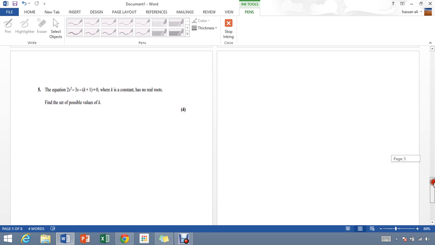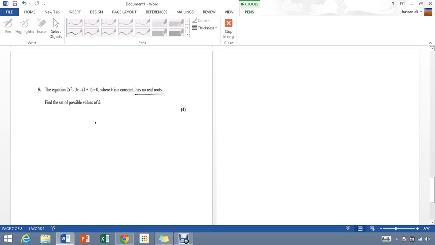Alright, coming on to question 5 now. It's saying the equation 2x squared minus 3x minus (k plus 1) equals 0, where k is a constant, has no real roots. Now, the key thing you have to identify here is "has no real roots." What does that mean? If this equation had a solution, it would have roots. This equation does not have any solution. So we don't know what the value of x is when this equation is equal to 0. That's what it means by has no real roots. So find the set of possible values of k.